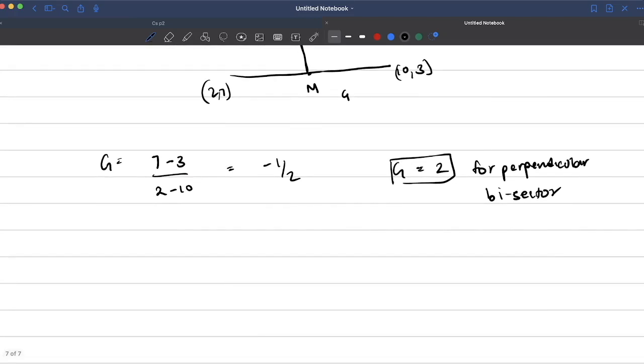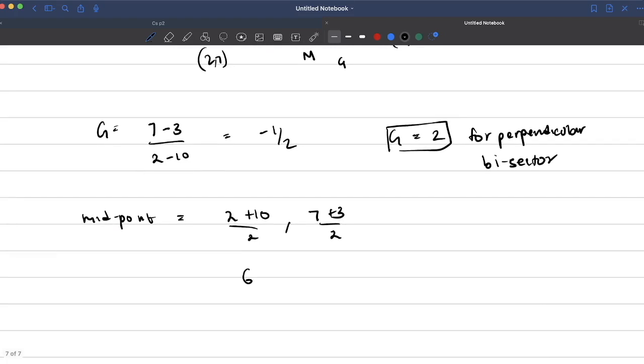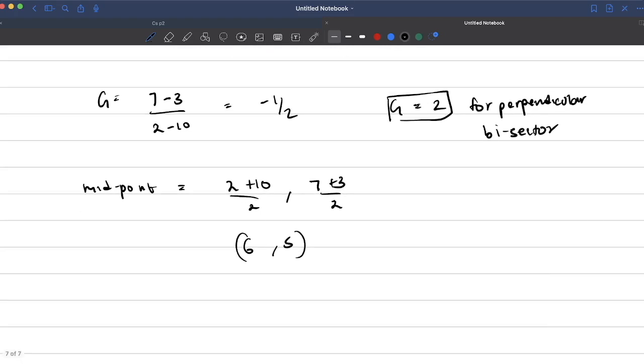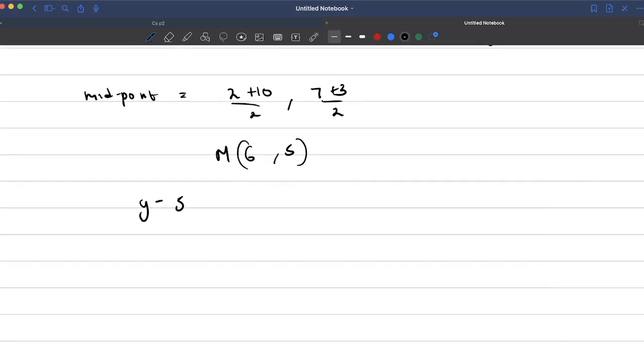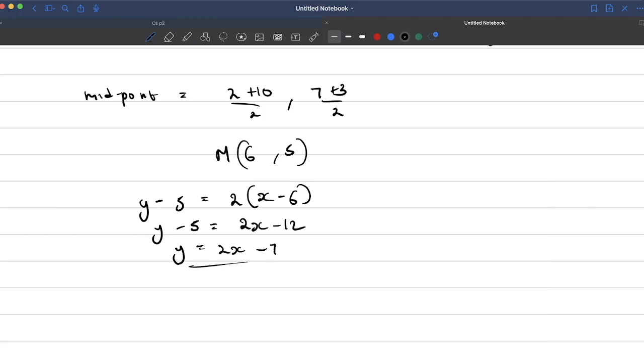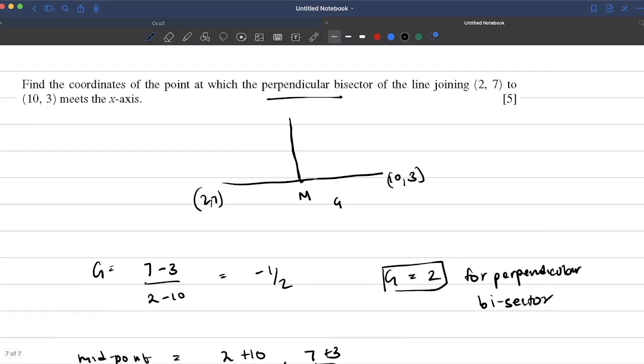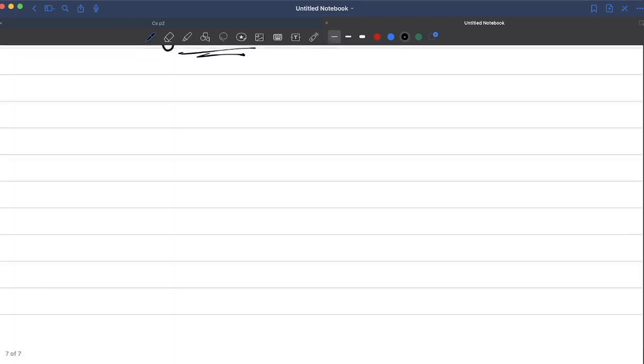So if I want to find the midpoint, I will do 2 plus 10 divided by 2, 7 plus 3 divided by 2. That will be 6 and 5. Now I have the coordinates for the midpoint and the gradient. I'll use my equation. y minus 5 equals 2(x minus 6). So y minus 5 equals 2x minus 12. y equals 2x, so minus 12 plus 5 will be minus 7. So this is the equation of the perpendicular bisector. So y equals 2x minus 7.